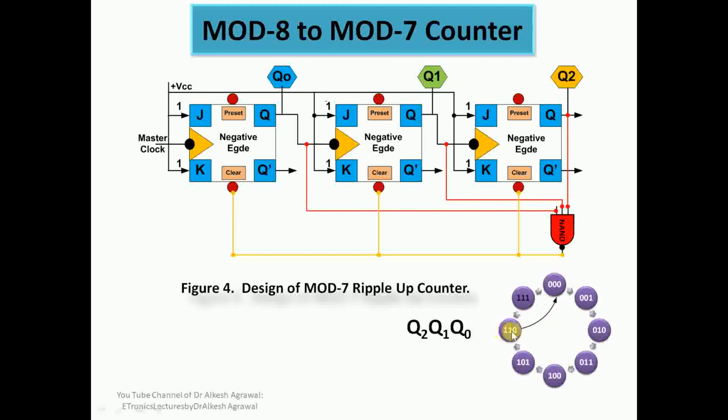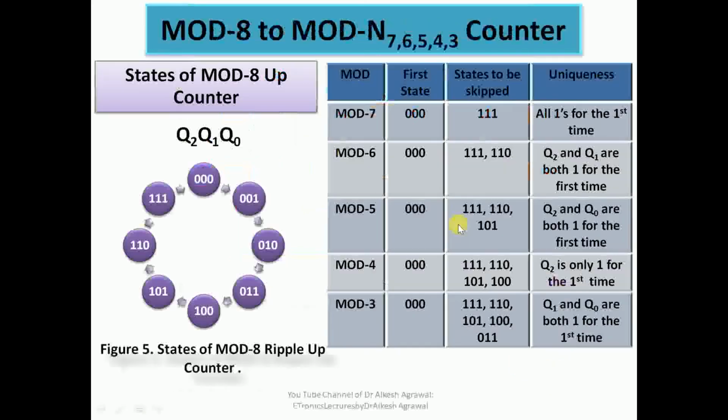So from 110 it will go to 000, because 111 will be the unstable state. The moment the counter enters 111, this NAND gate will be activated, will clear all the states, and Q0, Q1, Q2 will all be in cleared state. So like this we can very easily convert a mod 8 counter into a mod 7 counter. Now I have tabulated the pattern. I have already discussed, in mod 7 we have to skip 111, and what is unique in this is that all bits are 1 for the first time.